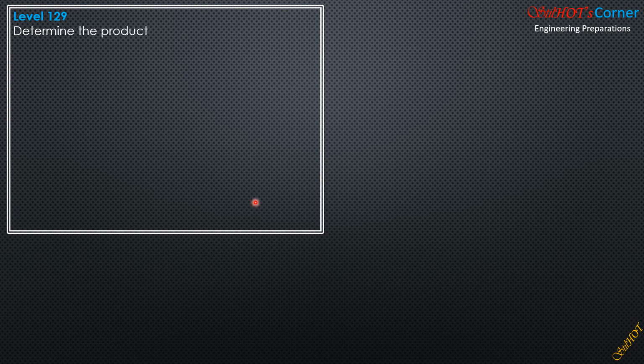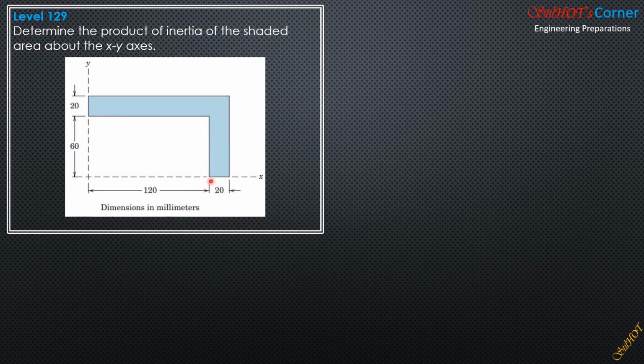Problem 129: Determine the product of inertia of the shaded area about the xy axis. So here is the given figure. For this problem, let's treat it as a big rectangle, then less this rectangle here. The dimension of the big rectangle is 140 mm by 80 mm, so the area is 11,200 mm square. For this smaller rectangle, 120 by 60, so it is 7,200 mm square.